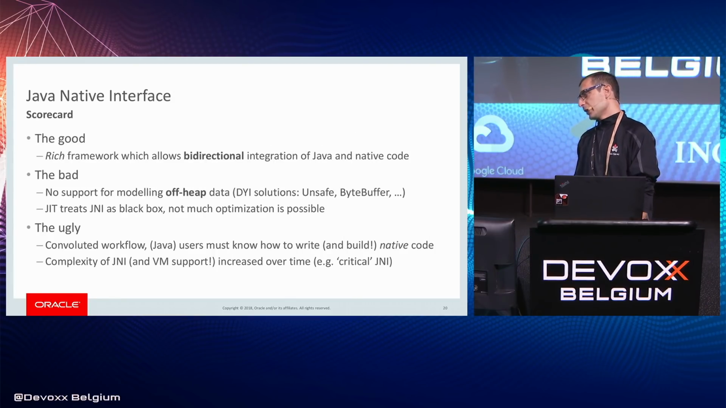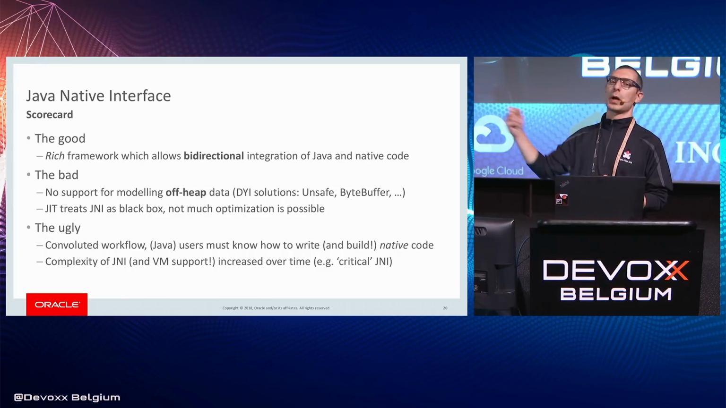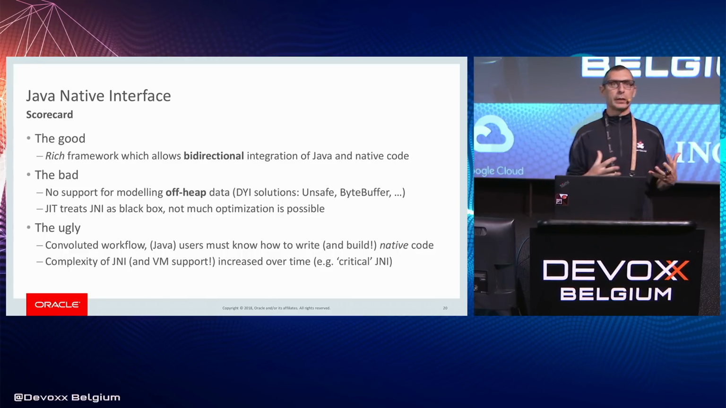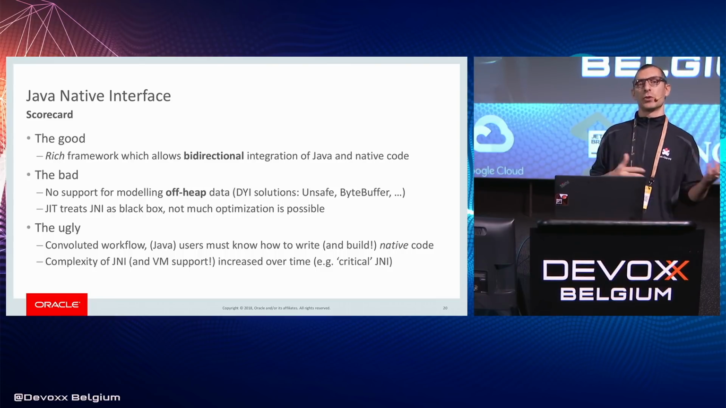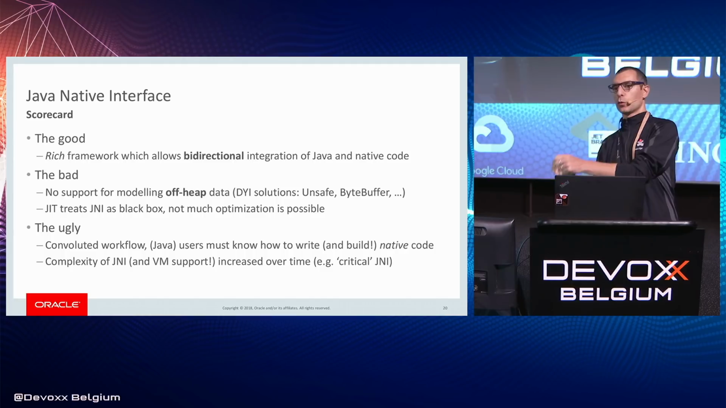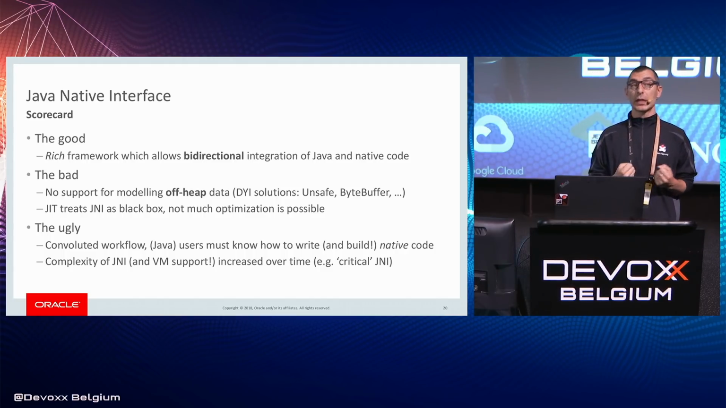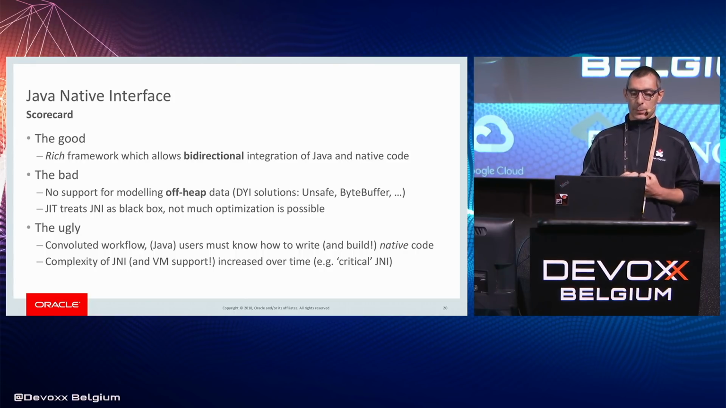So let's try to evaluate JNI from the perspective of a user that only wants to be able to access a native library. JNI is certainly a very good framework in the sense that it allows bidirectional interaction between Java and native code. Not only can I call native code from Java, but I can also call Java back from native code. And that's a plus. We want to keep that moving forward. But there are a lot of things that are less convincing.